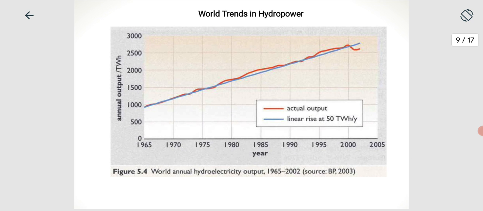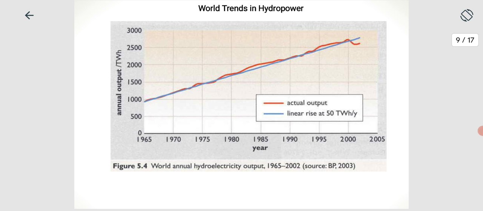World trends in hydropower. That is the actual output, with a linear rise of 50 terawatt hours per year. World annual hydroelectricity output: the annual output is measured in terawatt hours.